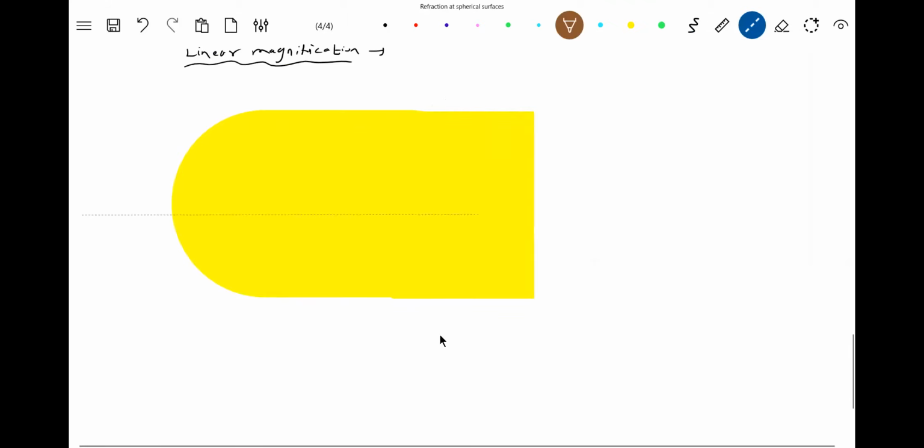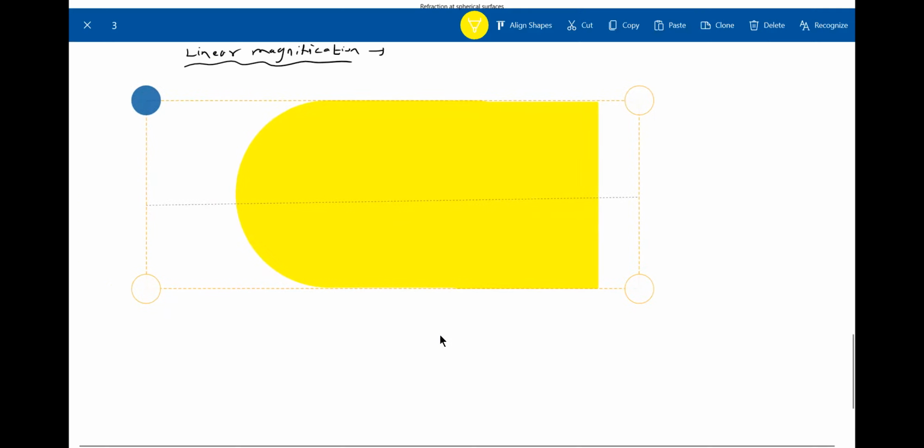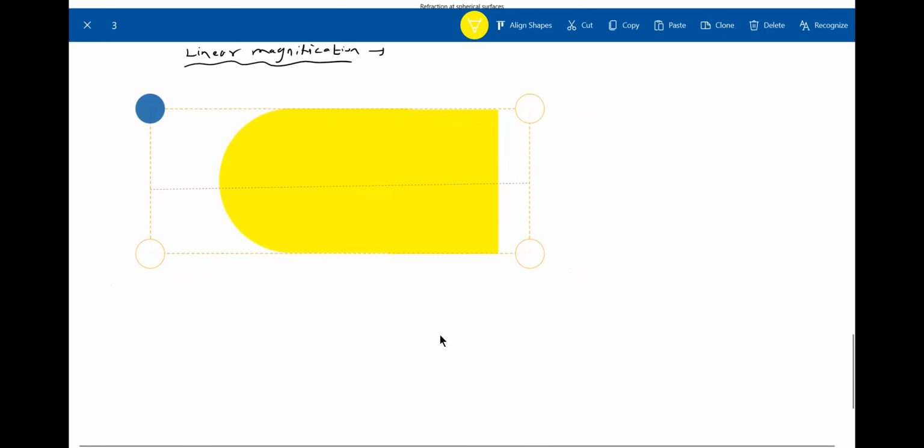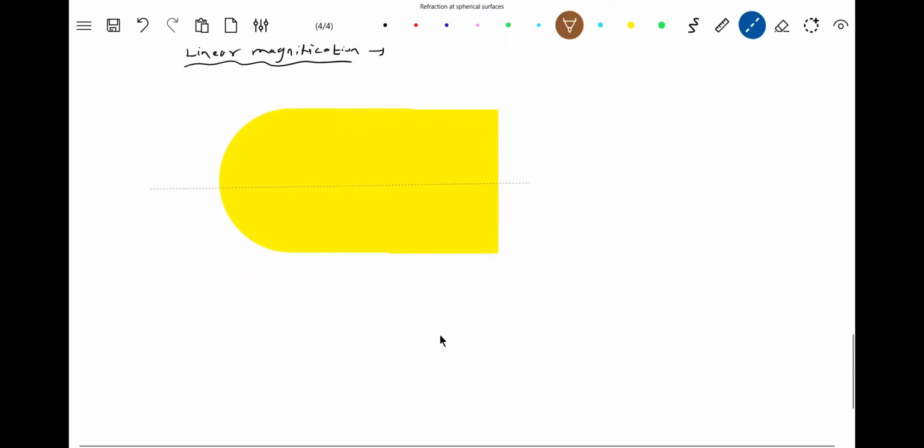Let this be the axis. We define it. Let me keep some extended object because I have to define the magnification. Before that, this will be the point P. This will be the center of curvature. I'll keep an object here in this way.